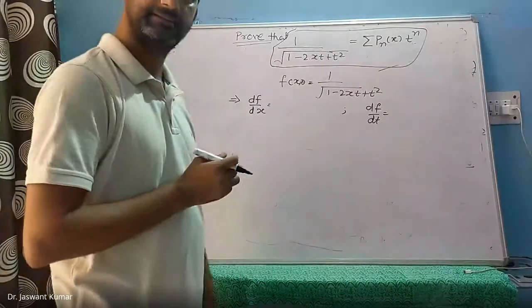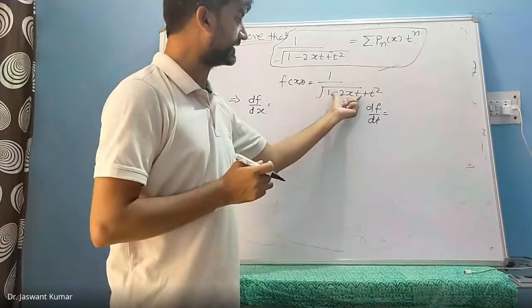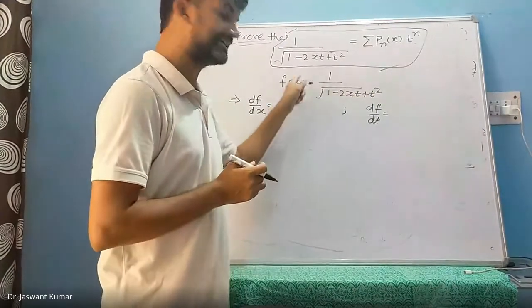t by (1 minus 2xt plus t square) whole to the power 3 by 2. Okay, very good. And then that whole to the power 3 by 2 can be written as 1 minus 2xt plus t square times this f of x.